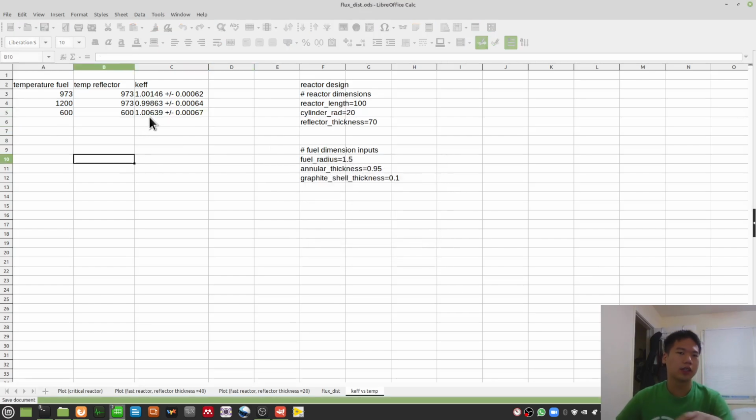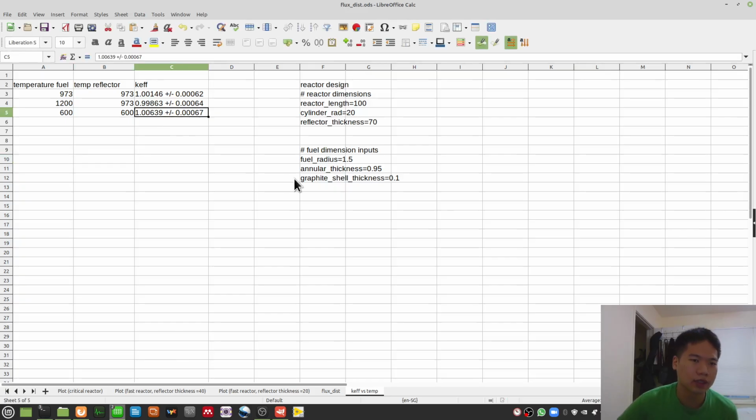So now you see there is some trend. When the temperature is low, there's a high K effective. When the temperature is high, there's a low K effective. This is sort of what you want. Okay, you don't want your reactor to shut down at say 973 Kelvin or 800 degrees C. But yeah, as your temperature keeps increasing, you definitely want to find the place where it starts to shut down.